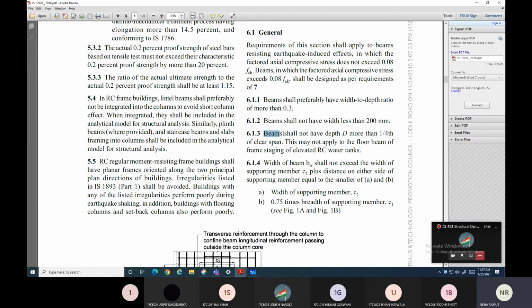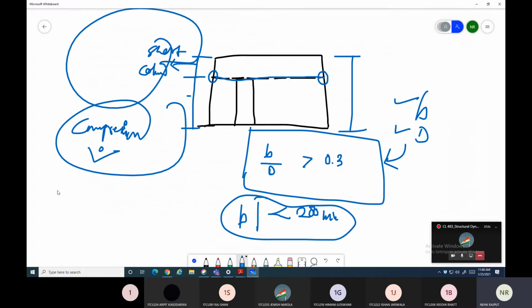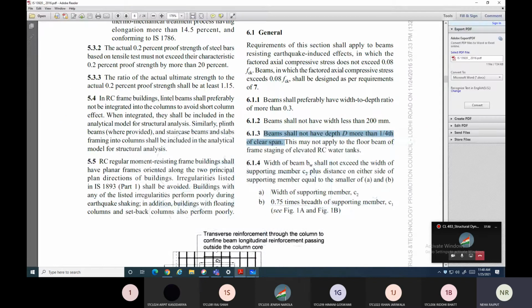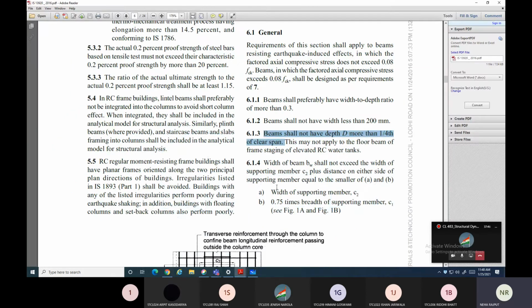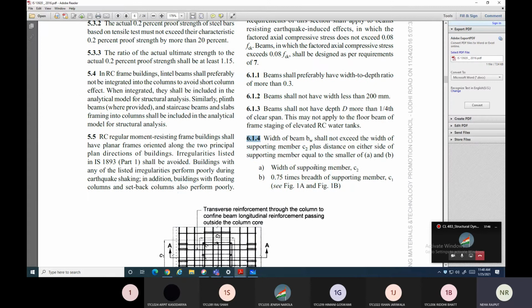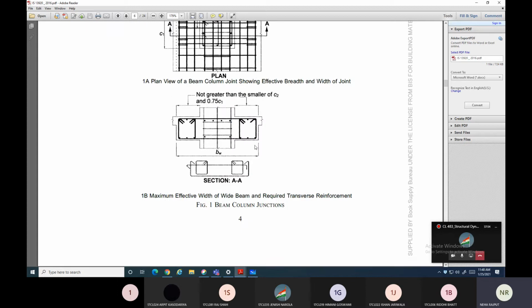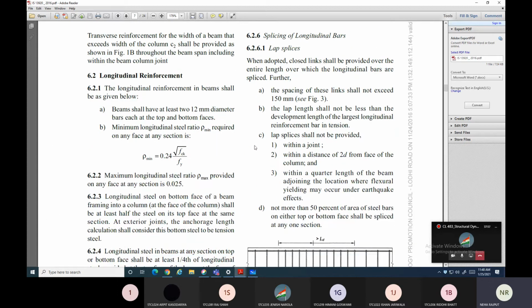Then beam shall not have depth capital D more than 1/4 of the clear span. So this is one of the clauses, that the depth of the beam capital D should not be more than 1/4 of the clear span. So this also you need to check for your beam. Right. Now this 6.1.4 we will see later on, when we deal with the code example.